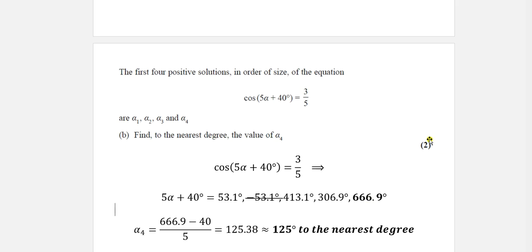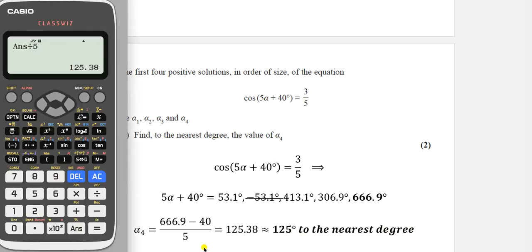You'll notice this question was only 2 marks. All you're really needing to do is recognize that there's a bunch of equivalent solutions to cos of something equals 3/5, find one that's the 4th positive one we're going to find, and then convert it back. You can check, if you like, that 125 degrees, if you multiply it by 5 and add 40, gives you 665. Cos of 665, not far off 3/5. It's off by a little bit here, 0.57 instead of 0.6, but that's because we're only giving our answer correct to the nearest degree.